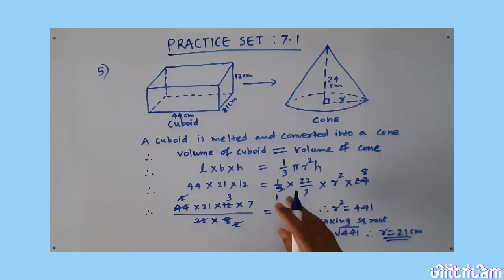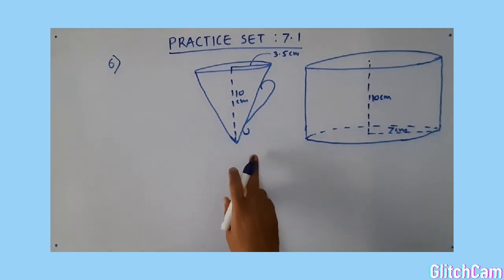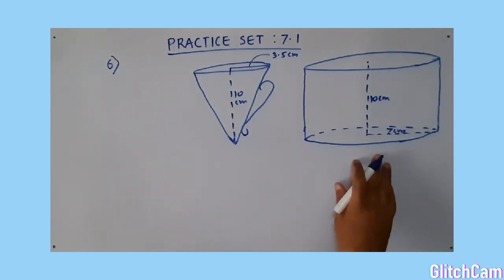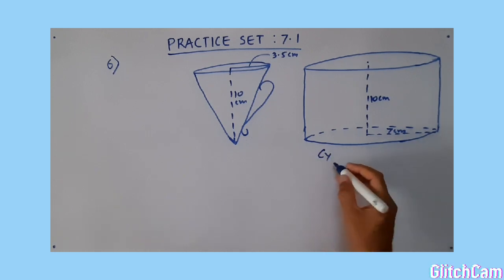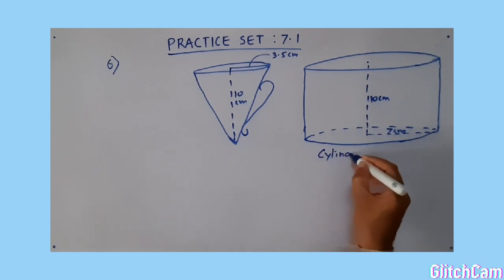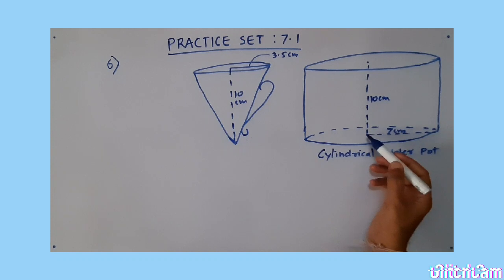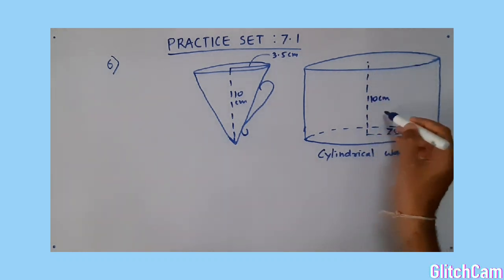Now we are moving further to do the sixth sum. Okay, students, sixth sum is also a very important sum. Here what have they given? In this sum, they are saying that there is a cylindrical water pot. Now this water pot has dimensions: radius of the base 7 centimeter and the height is 10 centimeter.